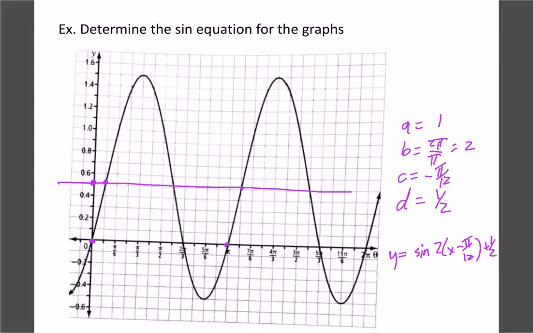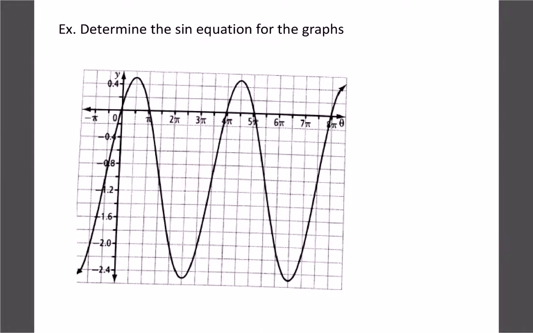plus a half. So when you're working with these, the key thing is make sure you get that B value. Or sorry, the C value. So the C is from where it should start. So if it's a sine graph, it should start right at the midline. It actually started one spot over, so figure that out, which was pi by 12, and you're good to go.